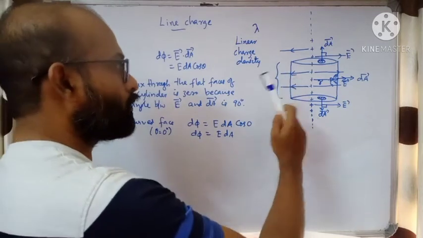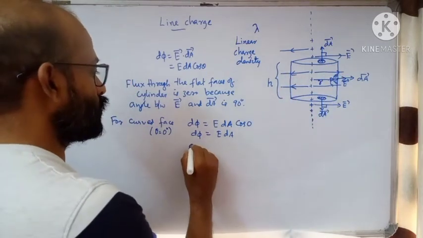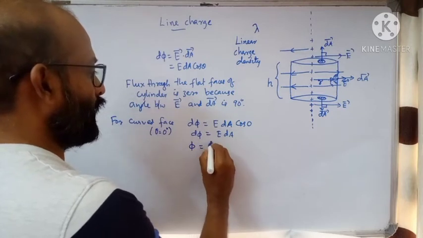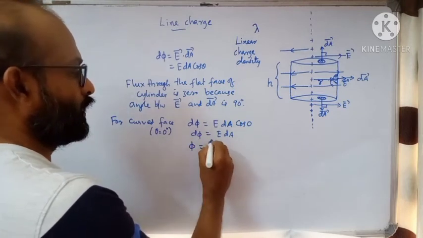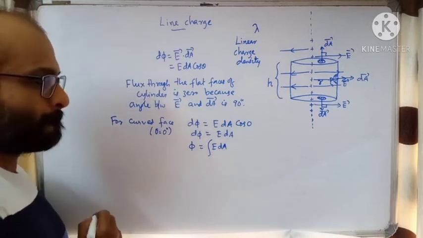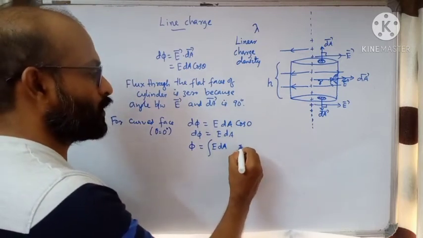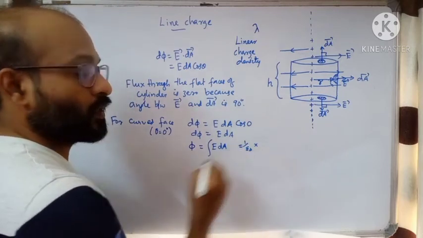Then I need to find the total flux through the entire curved surface. So the total flux phi, I will integrate this: phi is equal to the integral of E into dA. Now according to Gauss's law, this will be equal to 1 by epsilon 0 times the net charge enclosed.